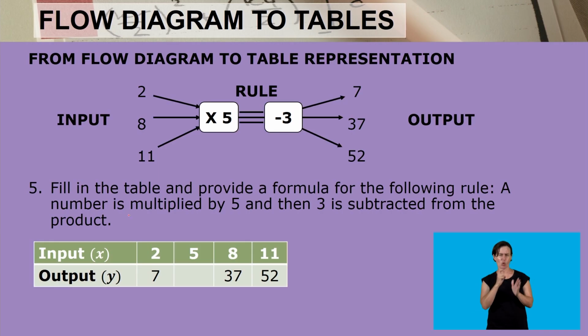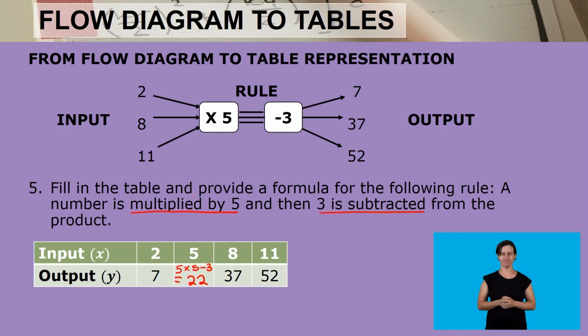The rule says that the input value is multiplied by 5 and then 3 is subtracted. So our input value being 5, we're going to multiply this by 5. And then we are going to subtract 3. So 5 multiplied by 5 is, of course, 25. And when we subtract 3 from that, our answer is going to be 22.